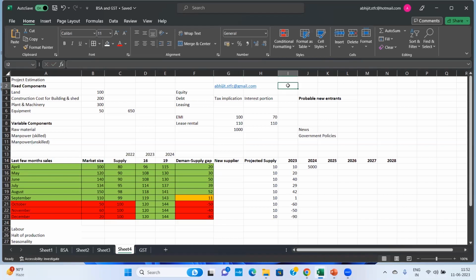Achha, somebody was asking my LinkedIn profile, right? You search by this name, ABHHIJIT, Abhijit Chatterjee. You can search me by this name.